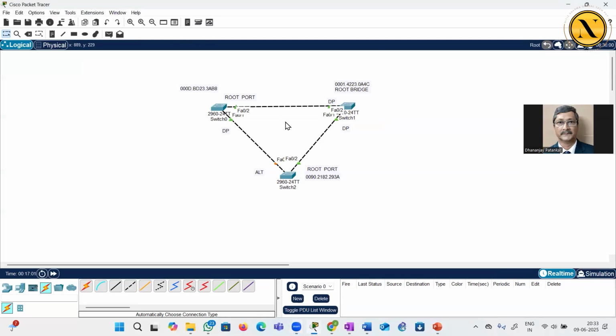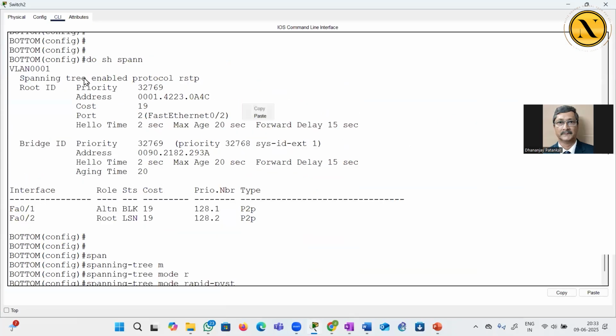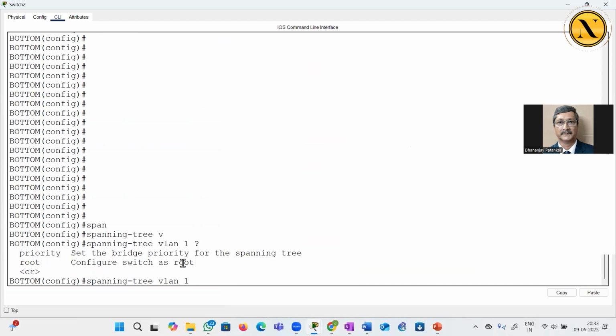Now, this is the root bridge. I want to make this bottom one the root bridge. Is that okay? Now we are just fiddling here, just for the sake of demo. What can I do? I can go here. See, now I am not the root bridge. Otherwise you see here, one of my ports is also blocked. So what can I do? Spanning tree for VLAN 1. Right now we have only VLAN 1, all ports in VLAN 1. Spanning tree VLAN 1. Look at this.